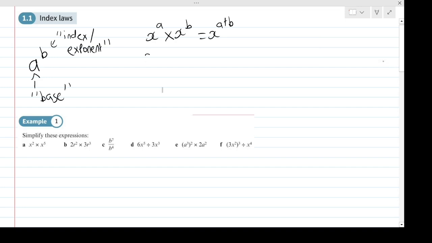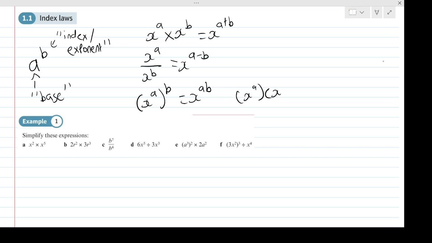Inversely, we can also divide. So if we have x to the a divided by x to the b, so again the same base with different exponents divided together, you subtract. Okay. And then we can also deal with brackets. So if we have x to the a, a base with a power raised to another power, you multiply the powers together. Because this is like x to the a times x to the a times x to the a, b times, and so that is saying x to the a times b.